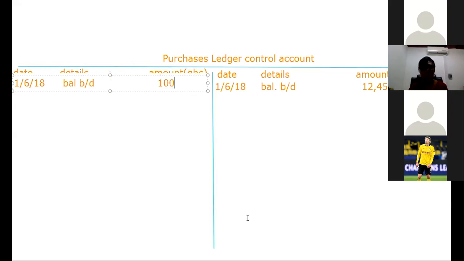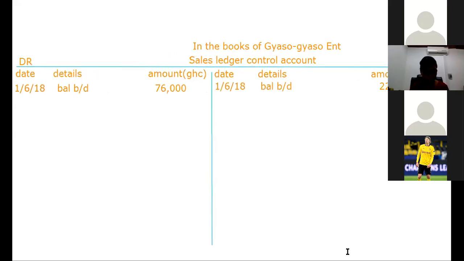Okay, so let's quickly go through. What's the first transaction? Credit purchases. How much is the credit purchases? Will it be entered at all? Yes, madam, at the credit side of the purchase ledger.